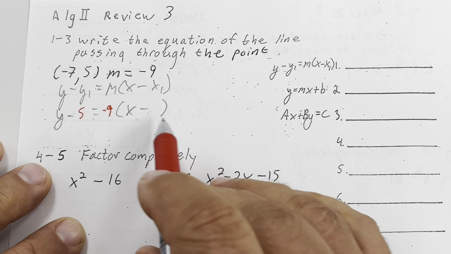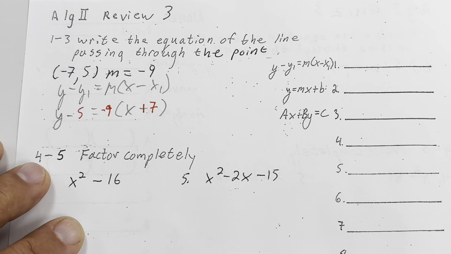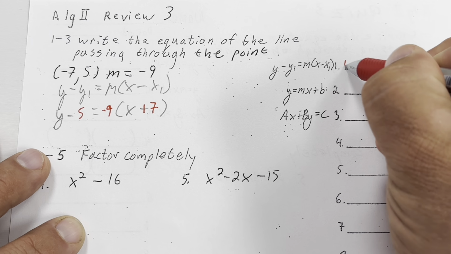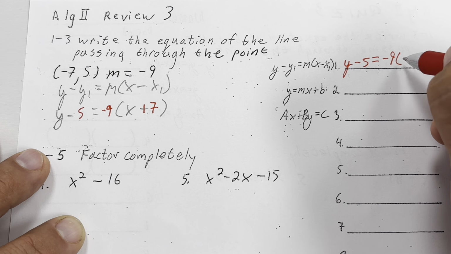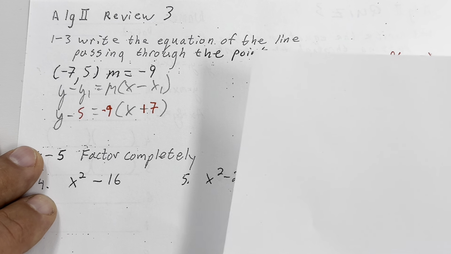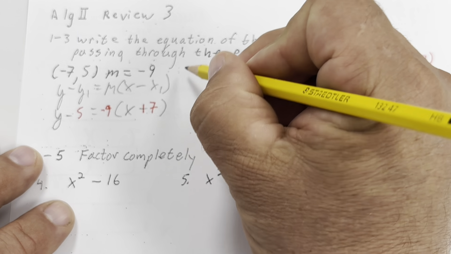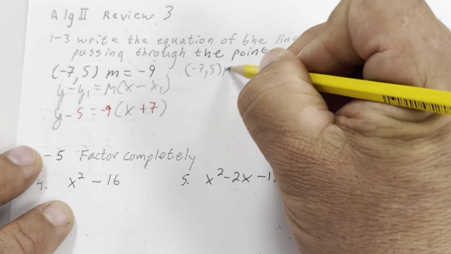And then we bring over the negative 7. So negative 7 is going to make this plus 7. So our answer is going to be y minus 5 equals negative 9 parentheses x plus 7. I'm going to rewrite the ordered pair: negative 7, comma 5. My slope equals negative 9.